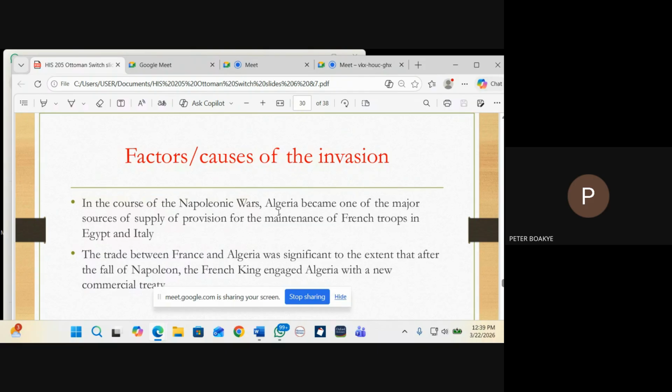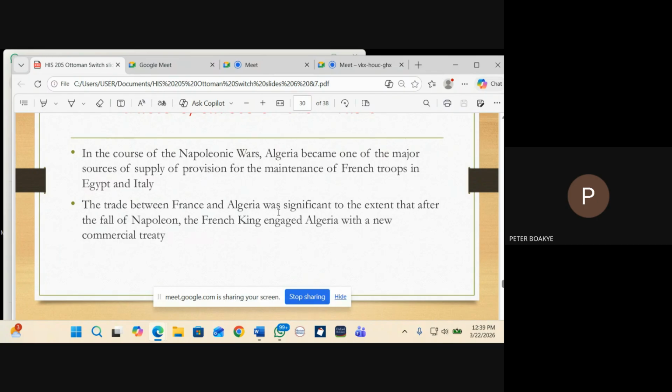Okay. So there were Napoleonic wars in Europe. During this period, Algeria became one of the major sources of supply of provisions for the maintenance of French troops in Egypt and Italy. You know that a soldier does not march on an empty stomach, so they needed to eat. Algeria took advantage and supplied provisions to the French army in Egypt and Italy. The trade between France and Algeria was so significant that after the fall of Napoleon, the French king engaged Algeria with a new commercial treaty.